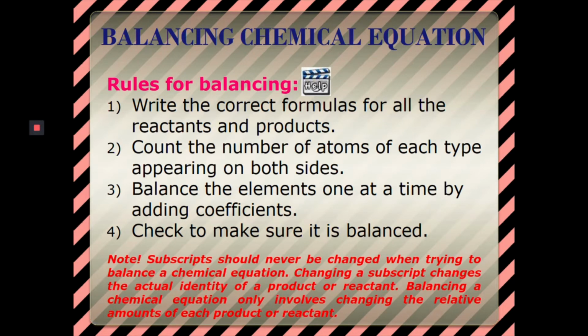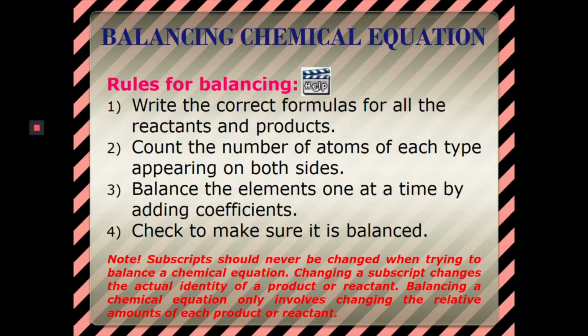The third step is we balance the elements one at a time by adding coefficients. In the third step, we balance whichever element is not yet balanced. For example, first we balance hydrogen. Once hydrogen is settled, then we proceed with the next element. We need to do it one by one. And lastly, we recheck to make sure that it is completely balanced.